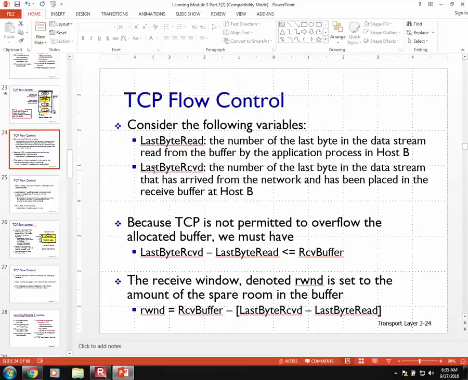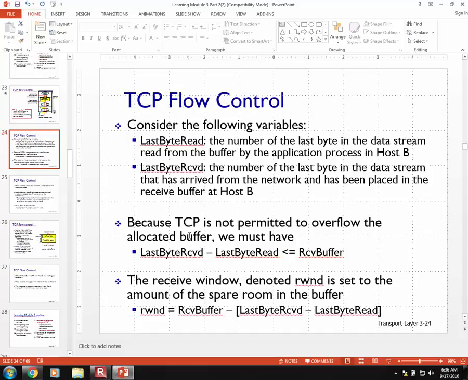Then you have the last byte received. That is the number of the last byte in the data stream that is derived from the network and placed in the receive buffer. So obviously the difference between these two, last byte read and last byte received, is basically the contents of the receive buffer.